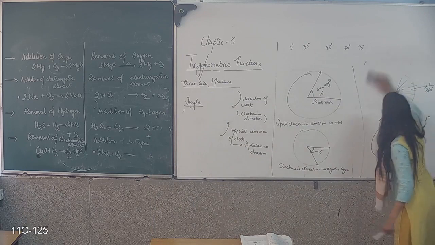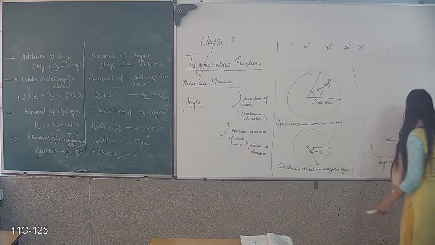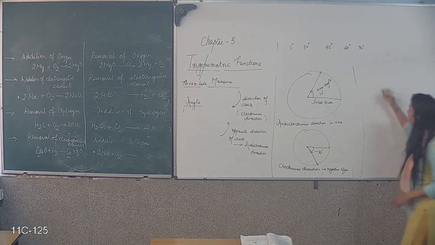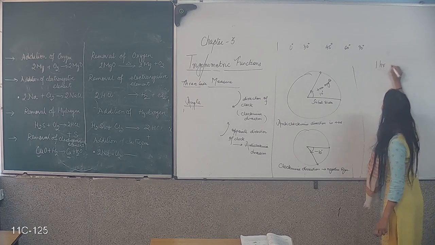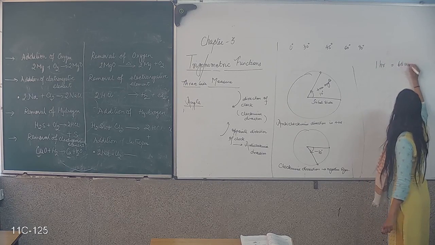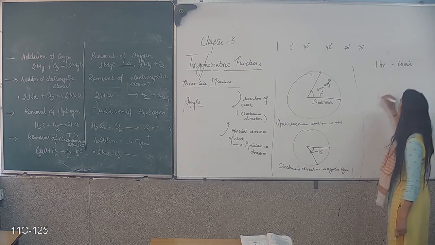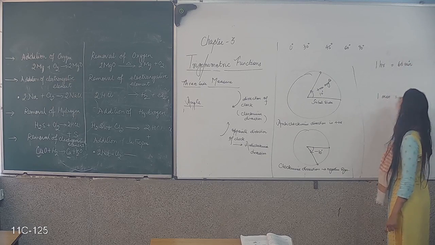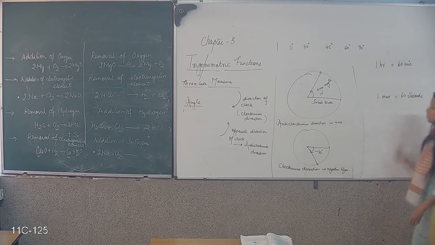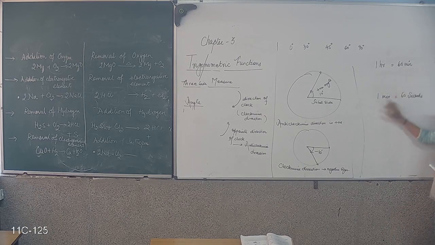Now, you need to study one more thing. Hours: 1 hour is made up of how many minutes? 60 minutes. And 1 minute is made up of 60 seconds. I've written it correctly. 1 hour is equal to 60 minutes. 1 minute is equal to 60 seconds.